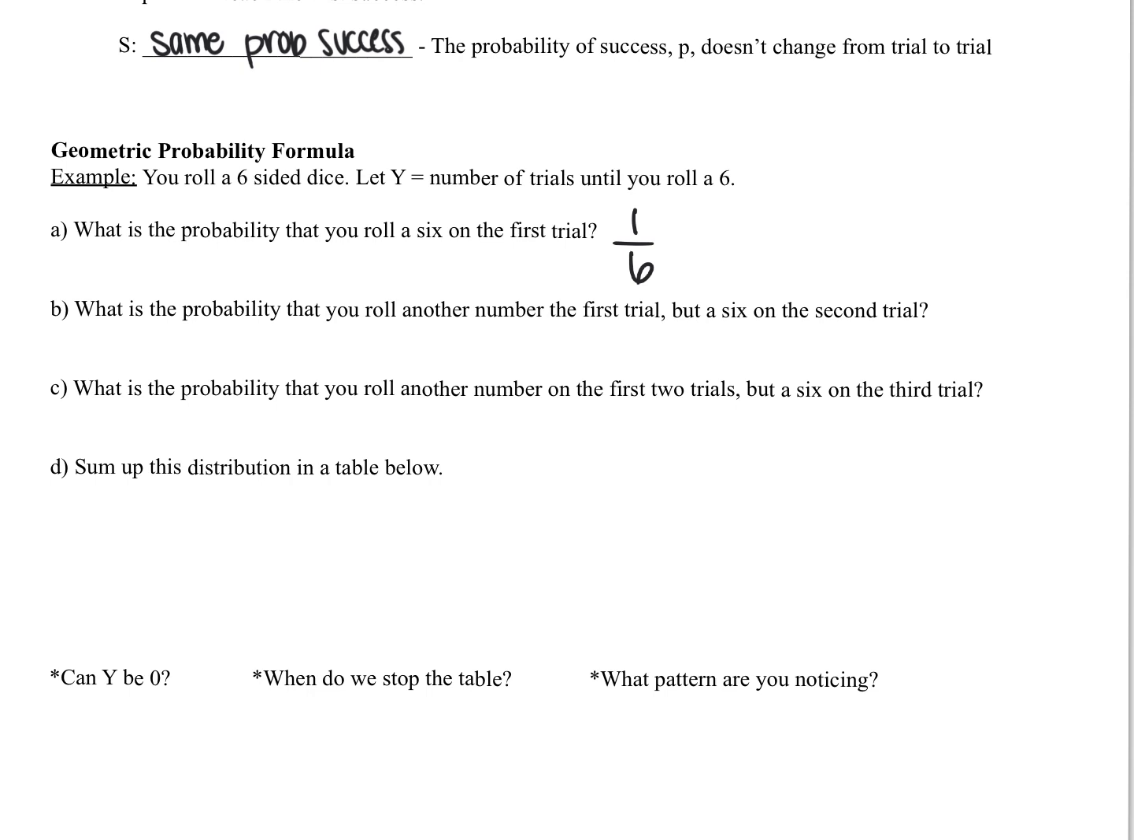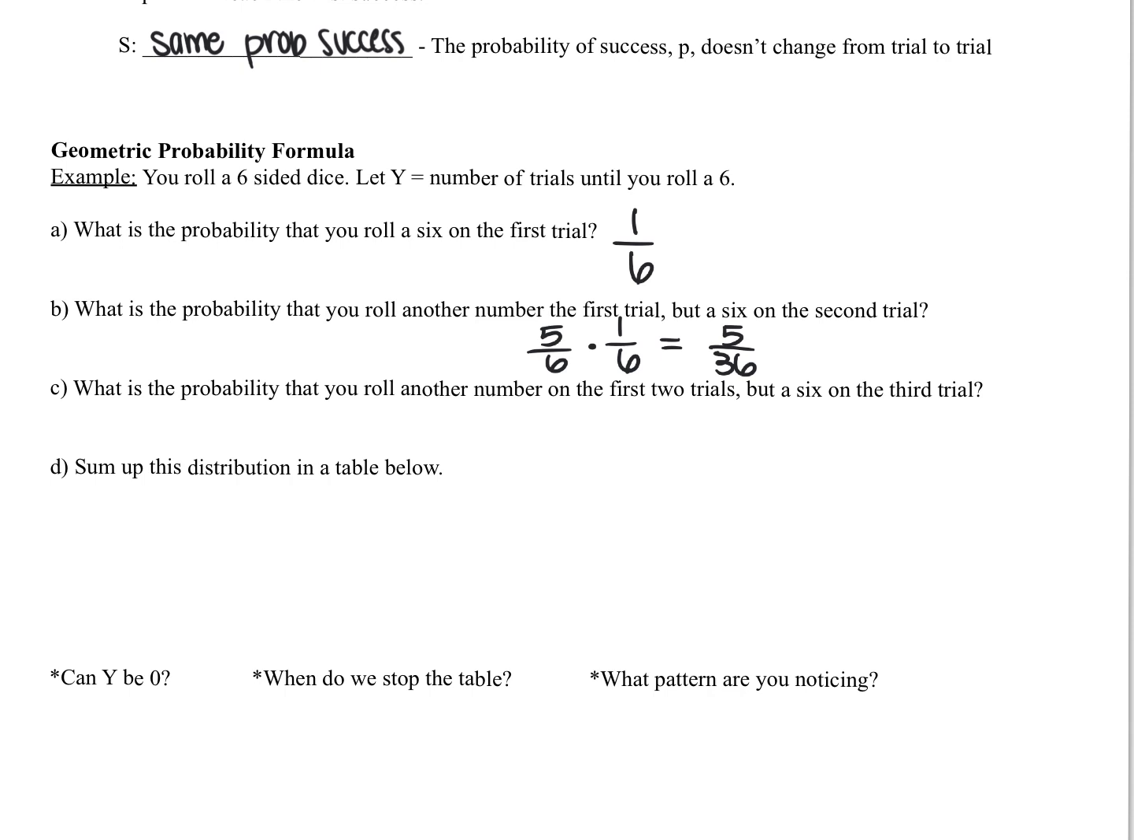So the first trial is every number but a 6, of which there are 5. The second trial, it is a 6, and there's 1. So we have 5/6 times 1/6, which is going to give us 5/36.